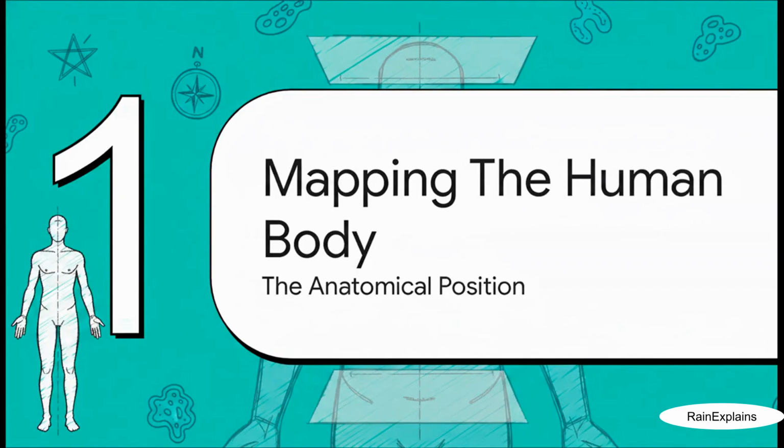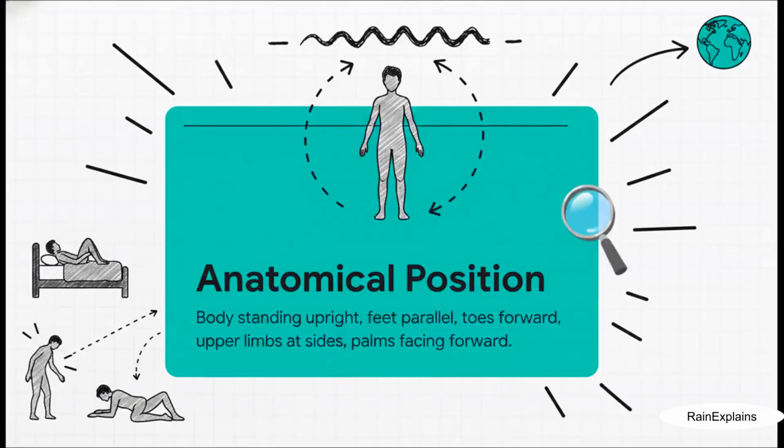We're going to start by establishing our North Star, which is the foundational language of anatomy. Okay, so to drastically reduce confusion, the global medical community has standardized the way they view the body into one very specific posture. It's called the anatomical position, and it acts as our universal starting point. Picture a person standing perfectly upright. Their feet are shoulder-width apart and parallel, toes pointing straight forward. Their arms are resting out slightly to each side, and, this is the really crucial part, the palms of their hands are facing completely forward.